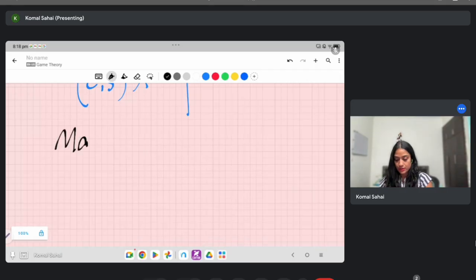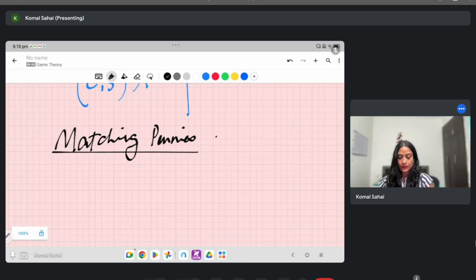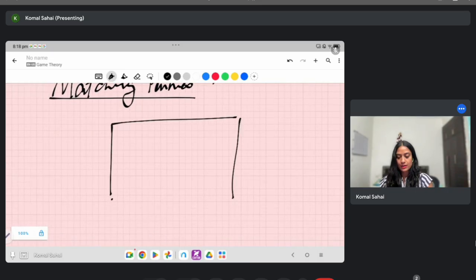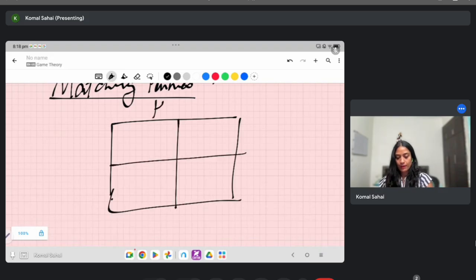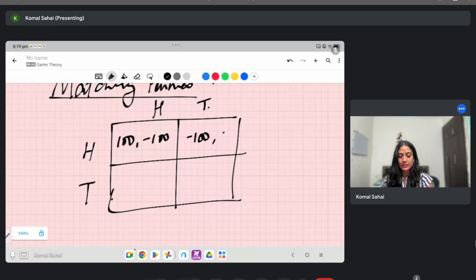Matching pennies. What was the case of matching pennies? This is what we had: if both of them match, then this is the payoff. If they do not match, then Rahul pays Anjali. Okay, in this case you will find, let's start with one.